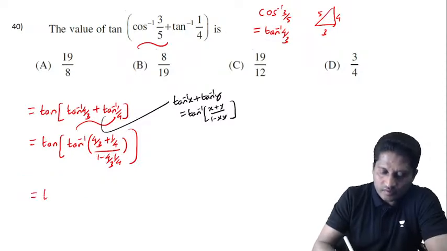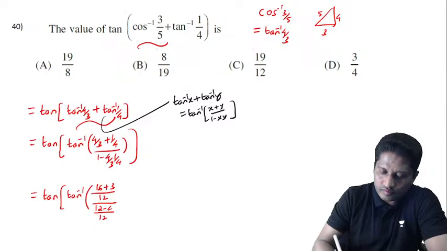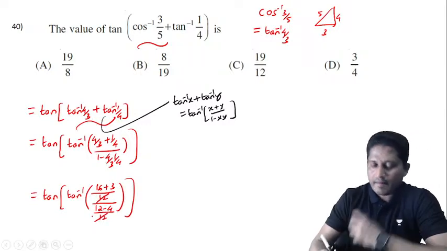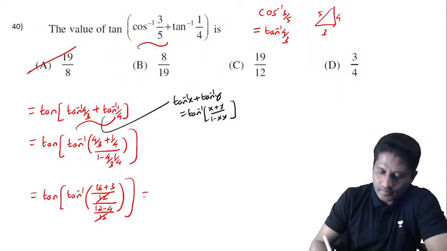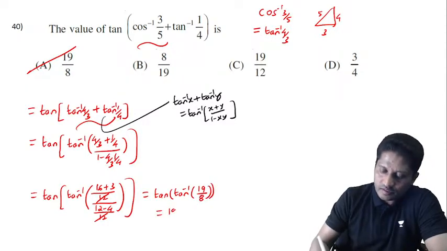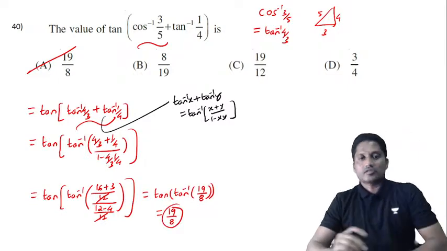Now this is equal to tan inverse of, I take LCM 12, cross multiply, you get 16 plus 3. Again LCM is 12, 12 minus 4. This will cancel, 19 by 8. So tan of tan inverse of 19 by 8. Tan inverse of tan theta is theta, you get 19 by 8. Answer is option A.